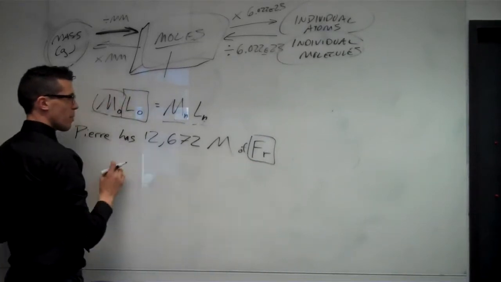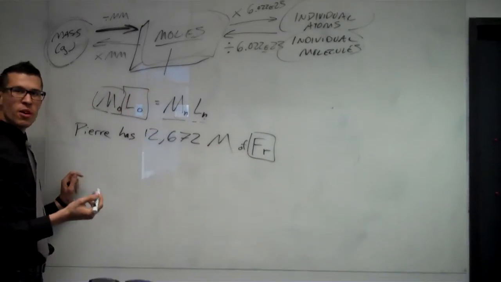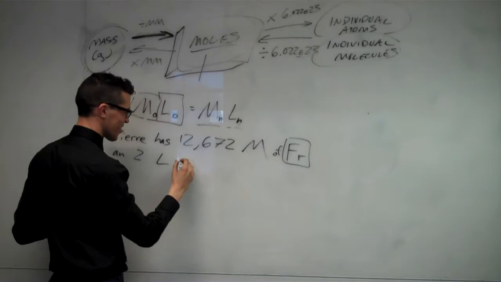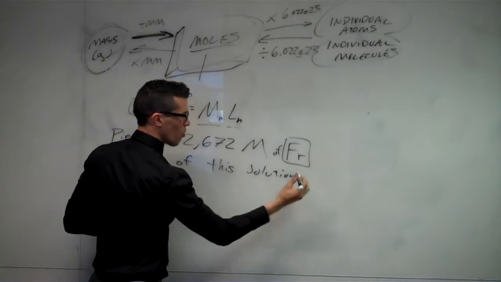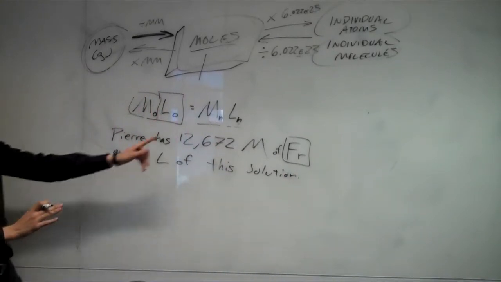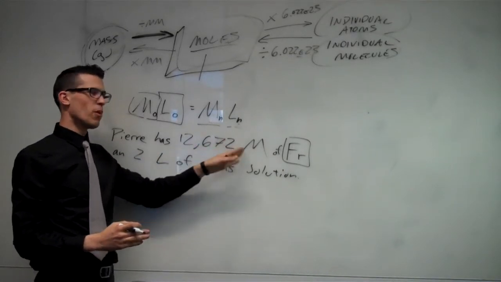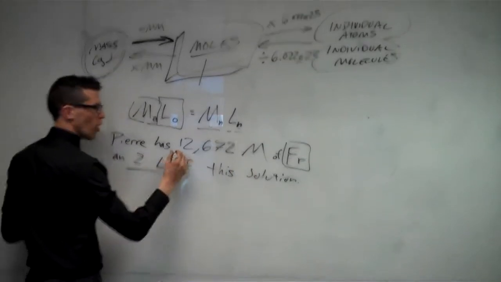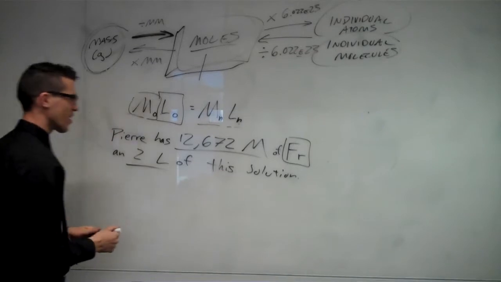Okay, so that's the molarity of your solution right there. And how many liters do you have? 2. And 2 liters of this solution. These are the kinds of words I use. So what we've done right now is we've dissolved francium so that it's 12,672 molar. So it's got a molarity of this in this volume of solution. That's a very, very, very concentrated solution of francium.